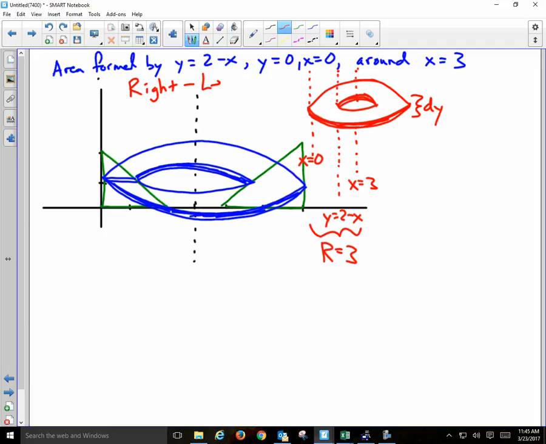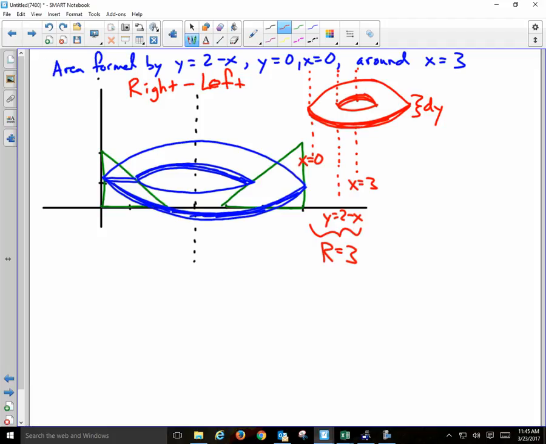My smart board got dumb. Well, see, this inside here is x equals 3, and the outside is x equals 0. So that means that's a distance of 3. Well, we'll do little r in a second. So you do right minus left in order to get that distance.